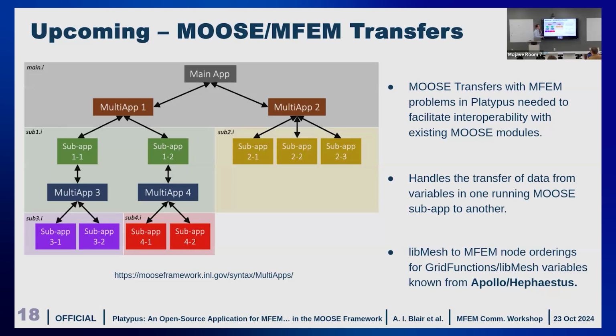Why this is particularly interesting is that it should allow us to support use cases where one sub-app could be running an existing Moose framework solve, or multiple sub-apps could be running existing Moose framework solves, exchanging data and copying data from an MFEM grid function onto a variable that's used as an auxiliary source or something that can be used in the Moose solve, and vice versa. So work is ongoing on this, and we've started work on this as well.